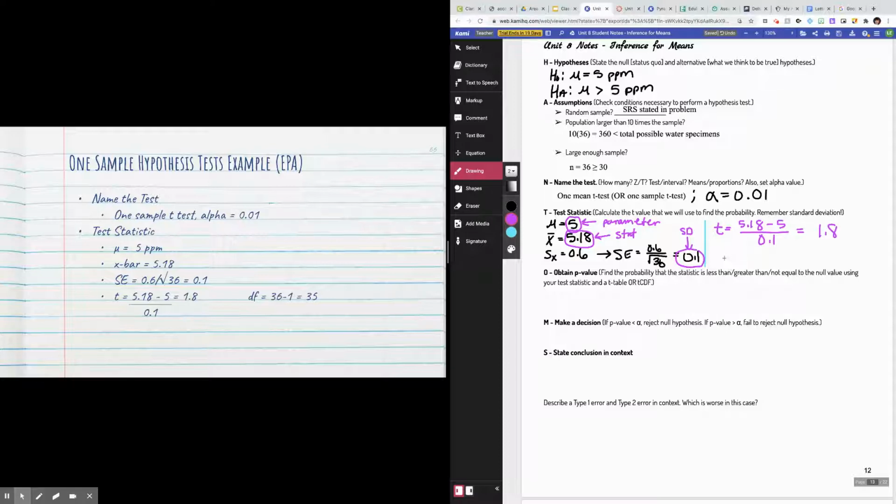The last thing I need to do here is say, oh yeah, I need my degrees of freedom because I'm going to need that for the next step. Degrees of freedom, remember, is always sample size minus 1, so 36 minus 1, which is 35.